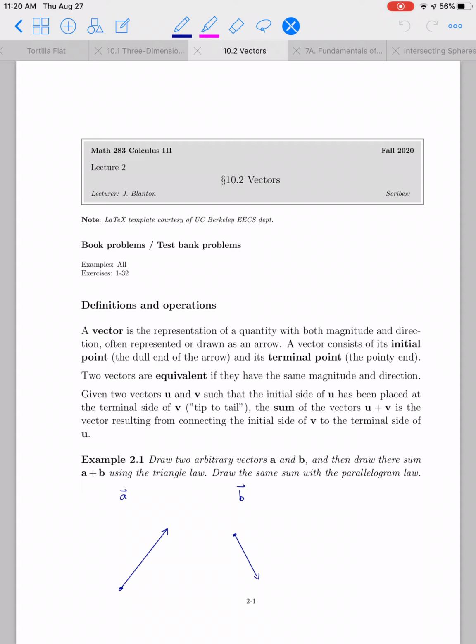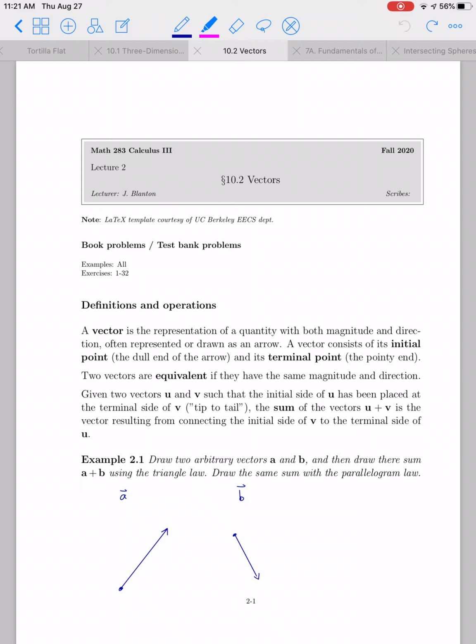So recall that a vector is the representation of a quantity with both magnitude and direction. So it has a length and it's pointing in some specific direction. The tail end of a vector, or the initial point, is the dot, and the terminal point is the end of the arrow. So initial and terminal points covered. Two vectors are equivalent if they have the same magnitude and direction.